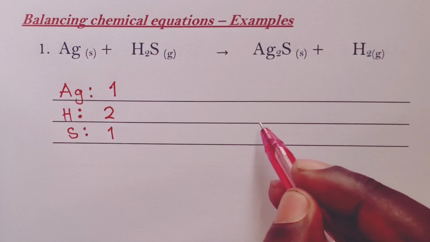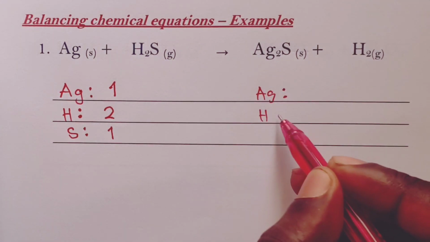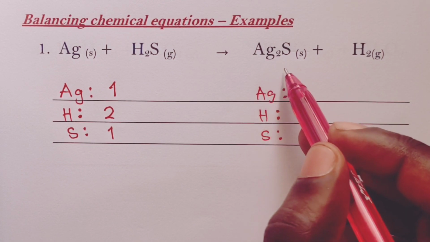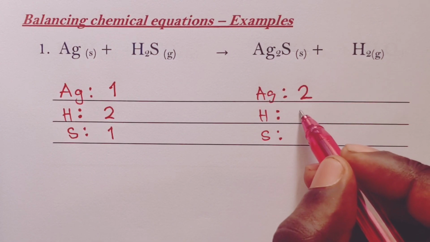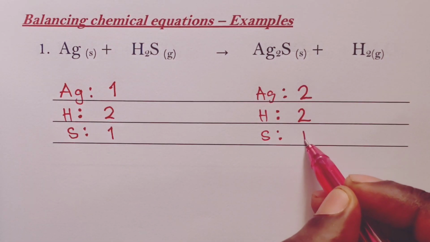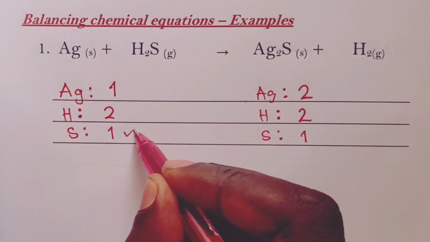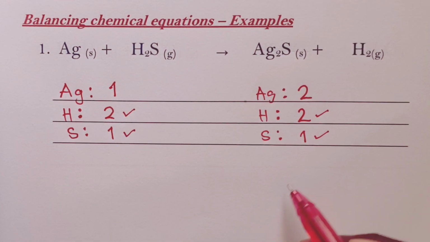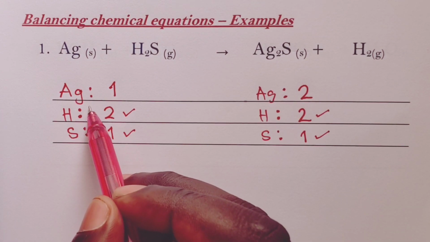Let's move to the product side. Again, we have silver, hydrogen, and sulfur. On counting, we realize silver are 2, hydrogen are also 2, and sulfur is 1. Now when we compare our numbers, you realize sulfur is balanced. We also realize that hydrogens are balanced. The only issue here is silver. So I have 2 on the right, only 1 on the left.